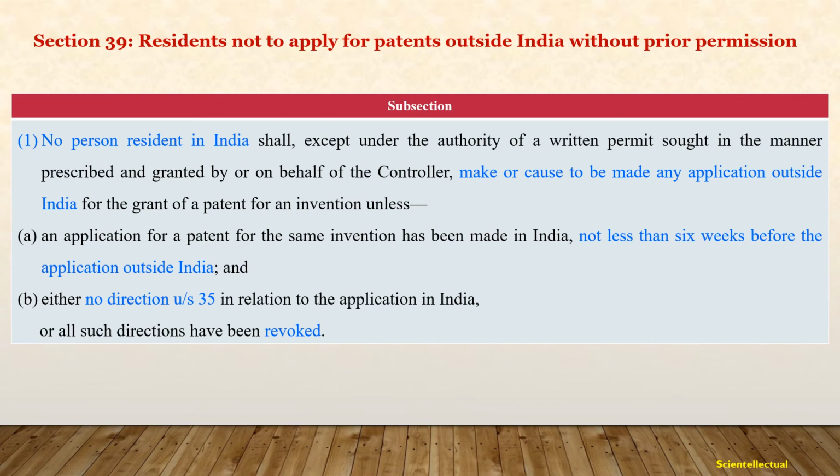unless A, the application for patent for the same invention has been made in India not less than 6 weeks before the application outside India. That is, he files in India first and then after 6 weeks he can file outside India. Or B, either no secrecy direction under Section 35 is there or all such directions have been revoked. That is, there won't be any secrecy direction in force while filing the application outside India.